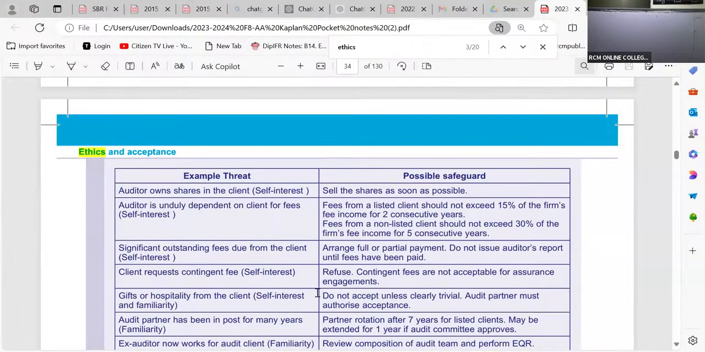Gifts or hospitality. That person wants to buy you lunch. There is a self-interest there, and you will get too familiar. And yet remember, as much as we are saying that we need to be close nowadays, it should be professional closeness, and we have to really guard our objectivity. Do not accept unless clearly trivial. The audit partner must authorize acceptance.